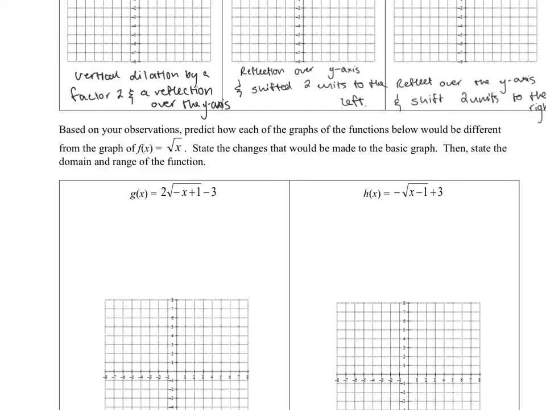All right, guys, moving on. I'm going to read the directions. Based on your observations, predict how each of the graphs of the functions below would be different from the graph of f of x, which is equal to the square root of x. State the changes that would be made to the basic graph. Now, we're going to talk about domain and range. So we're going to state the domain and range. Remember, when we hear the word domain, we automatically want to think of the x values. And when we hear range, we automatically want to think of our y values. So x domain, y range.